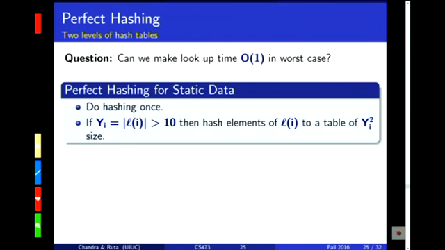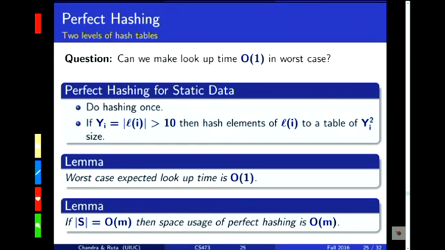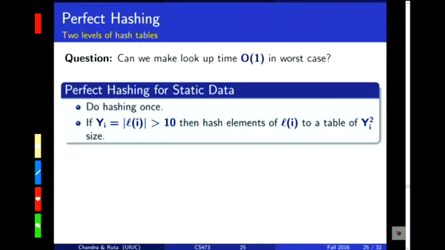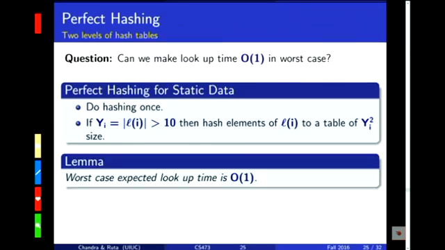This is called perfect hashing. Why? Because it has both good properties. First, worst case expected lookup time is order 1. Second, the total space of both levels is still order m. Okay? So you see, this will just follow from the previous lemma. Why is that? The first property follows from the fact that if you throw m balls into m square bins, then expected max bin size is order 1.